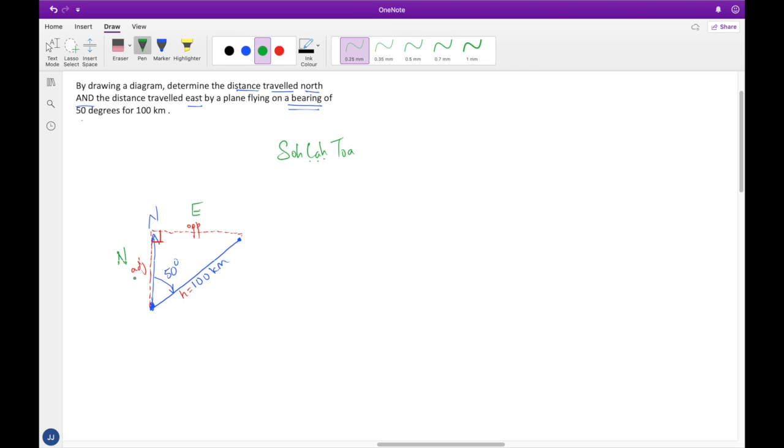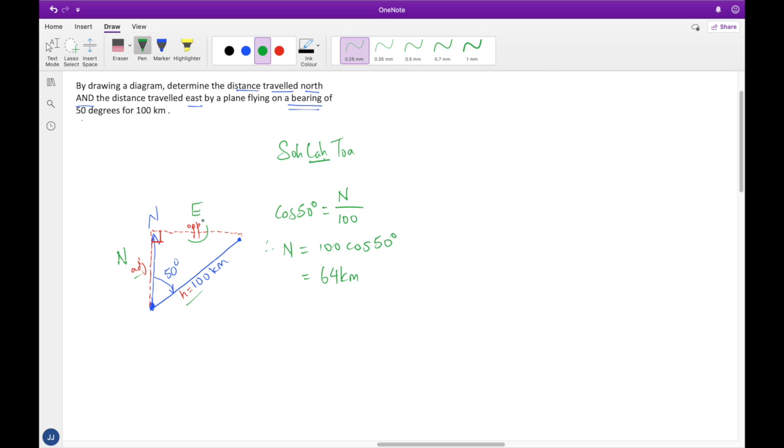So the sides that we have are adjacent and hypotenuse. So cosine deals with adjacent and hypotenuse. The cosine of 50 degrees will be adjacent, which is the north direction, over the hypotenuse of 100. Therefore, my north direction will be 100 multiplied by the cosine of 50 degrees. And my north direction will be approximately 64 kilometers. So we found that the north direction will be about 64 kilometers, and let's find the easterly direction.